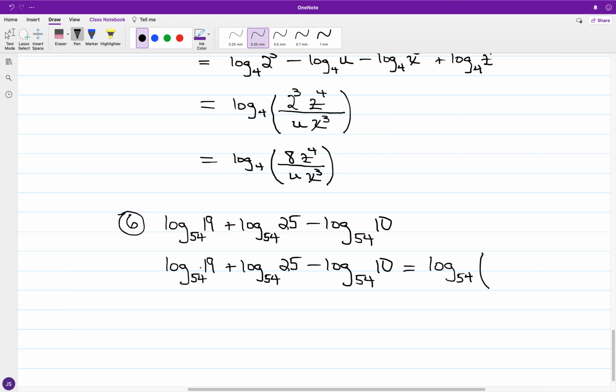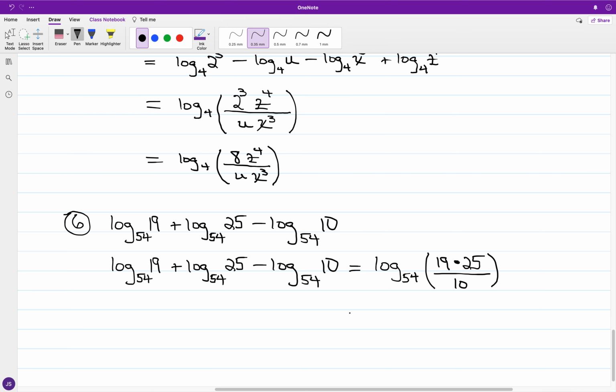First, 19 is part of a positive base 54 logarithm. And guess what? 25 is as well. So you're going to have 19 times 25. Now for the base 54 logarithm of 10, that term is negative, so 10 is going to go on the bottom. And following through, 19 times 25 is 475, and 475 divided by 10 is going to be 47 and a half.